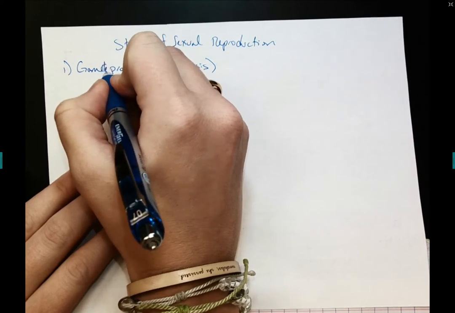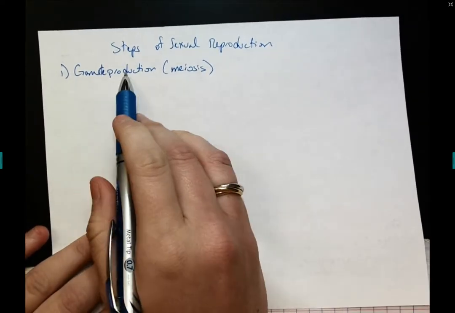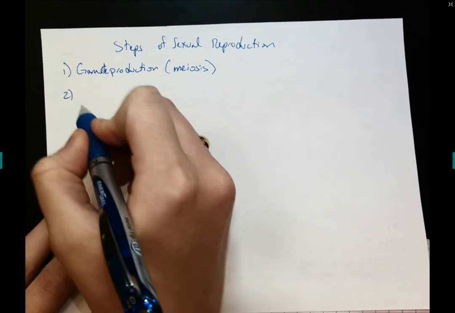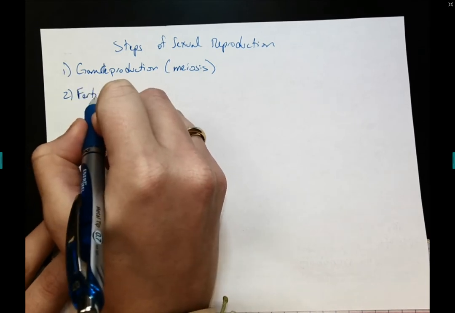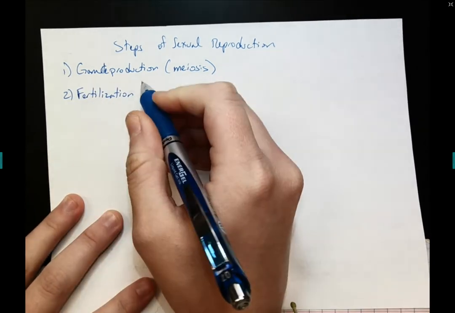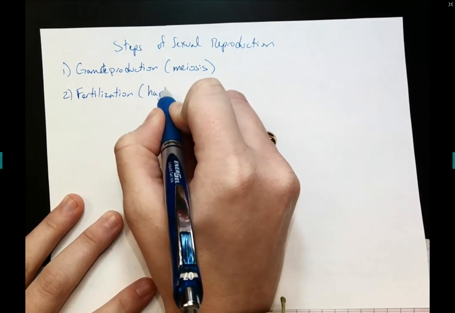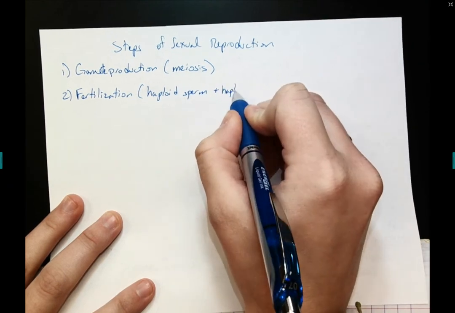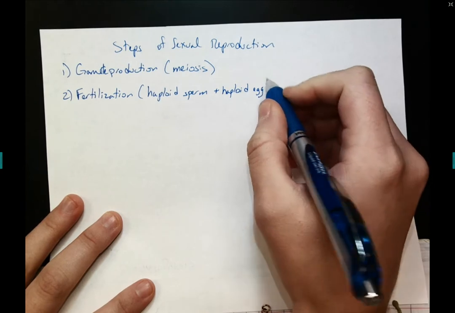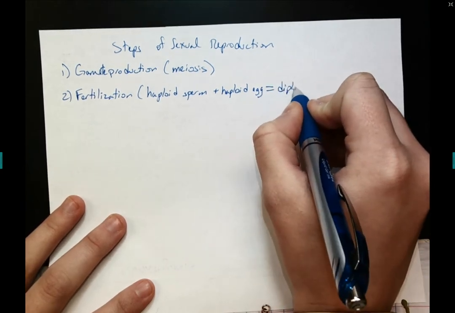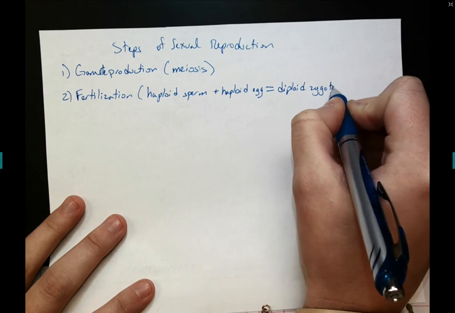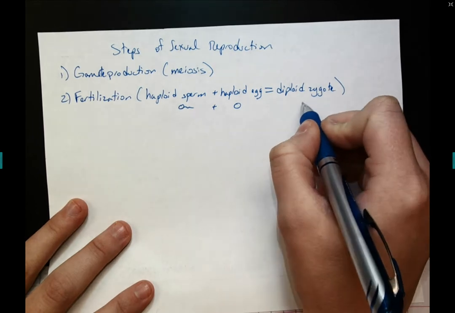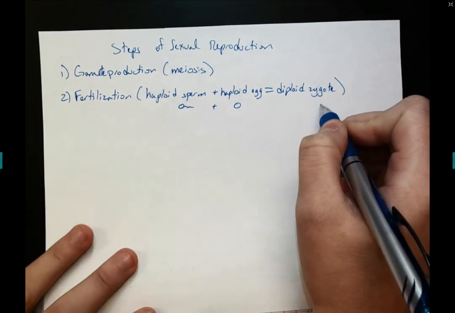Oh, see, and I spelled gamete wrong. Man, I'm not doing well this morning. So gamete production, creating the egg or the sperm in meiosis. And then step 2, fertilization, taking that haploid sperm, joining it with the haploid egg, and getting a diploid zygote. So sperm with the egg, giving us our zygote, that first cell to result.